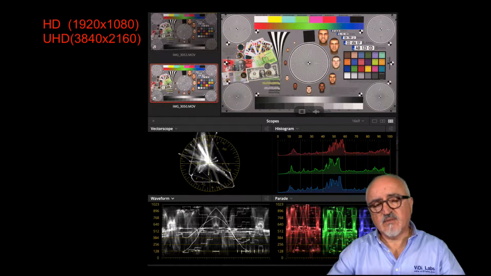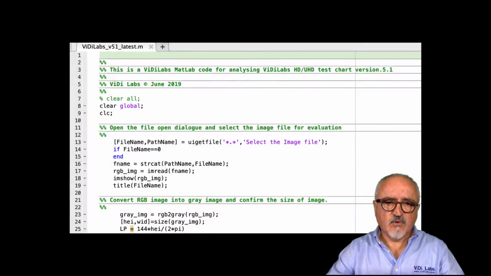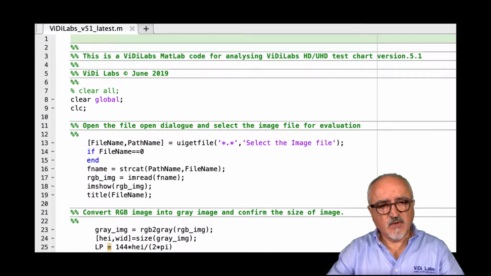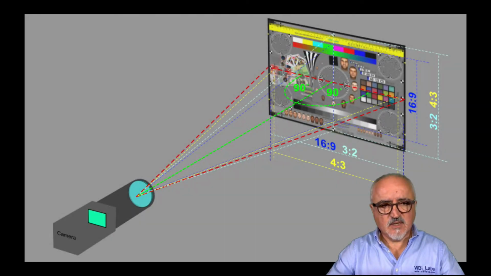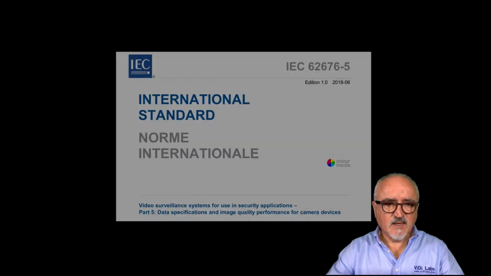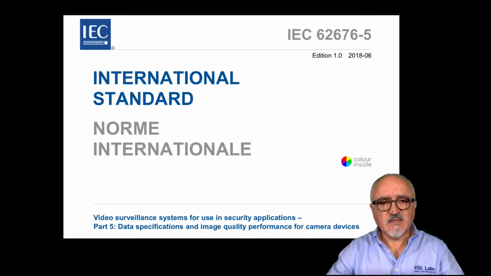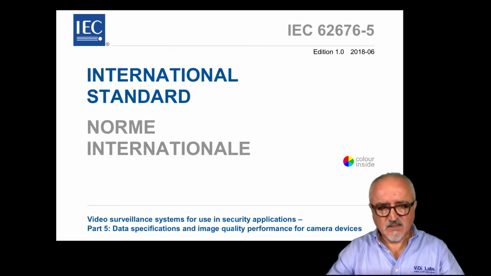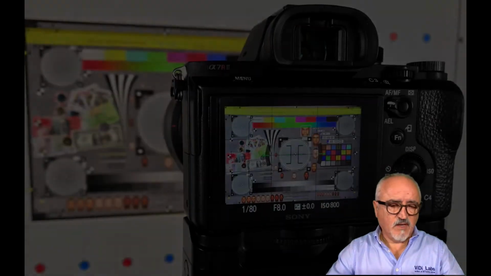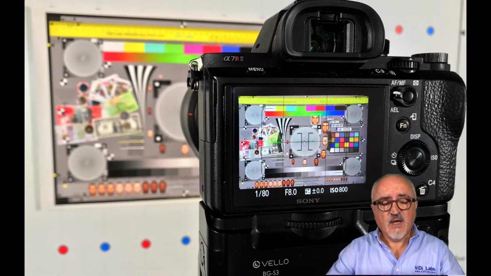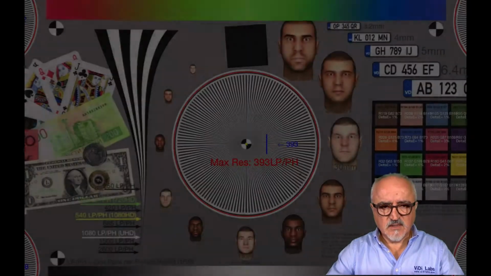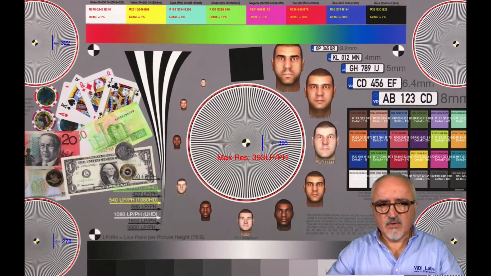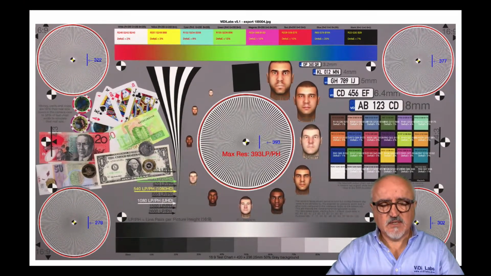3840 by 2160 pixels. We have also designed a special software for an automatic and objective evaluation of the key camera parameters. More importantly, we made the test chart and procedures compliant with the latest IEC 62676-5 standards. You can still measure and evaluate parameters manually if you wish, as with all other test charts, but we are offering free software analysis of your exported HD or UHD images from the ViDiLabs test chart.